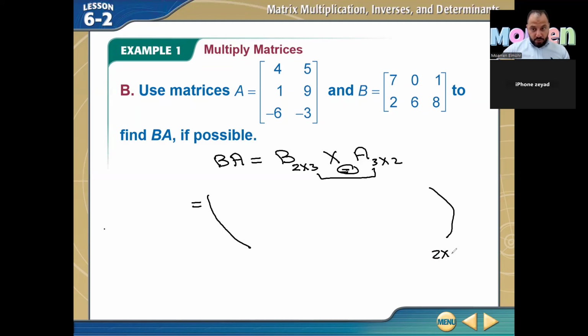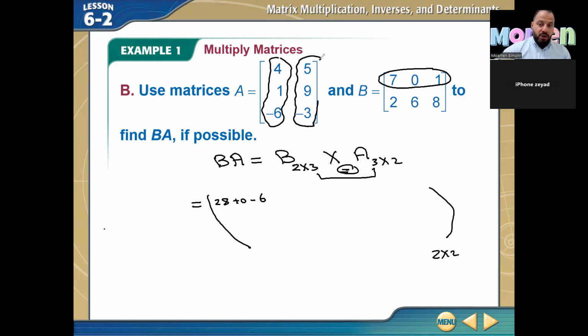The answer will be 2 times 2. Start with the row here and the column here. So 7 times 4 equals 28 directly. And 0 times 1 is 0, so just add 0. And 1 times negative 6 equals negative 6. We're going to complete with the second column. So 7 times 5 equals 35. 0 times anything equals 0, and then after that, it's negative 3.